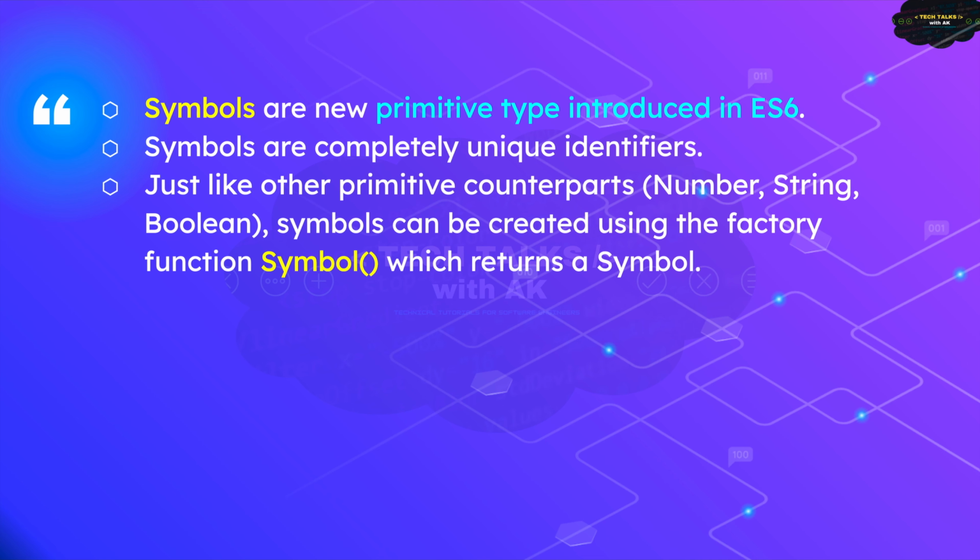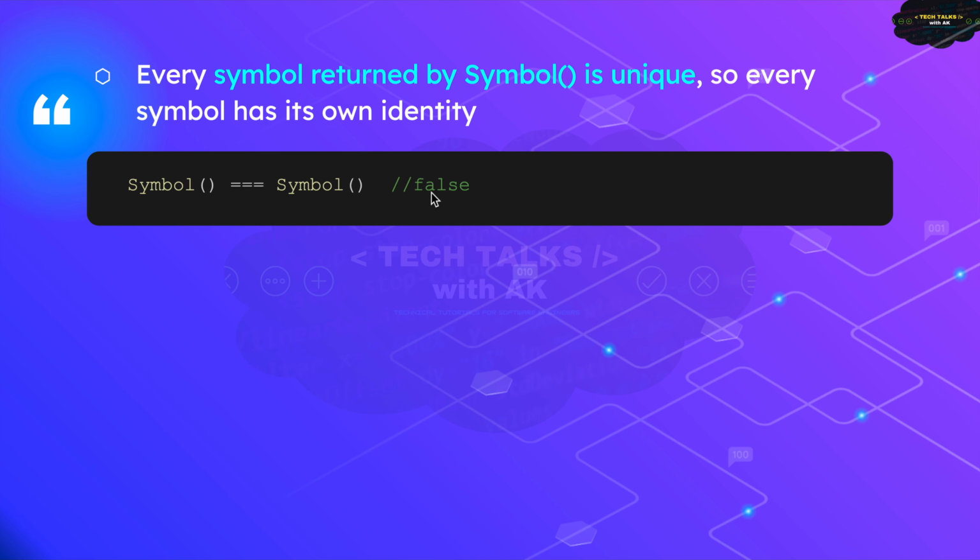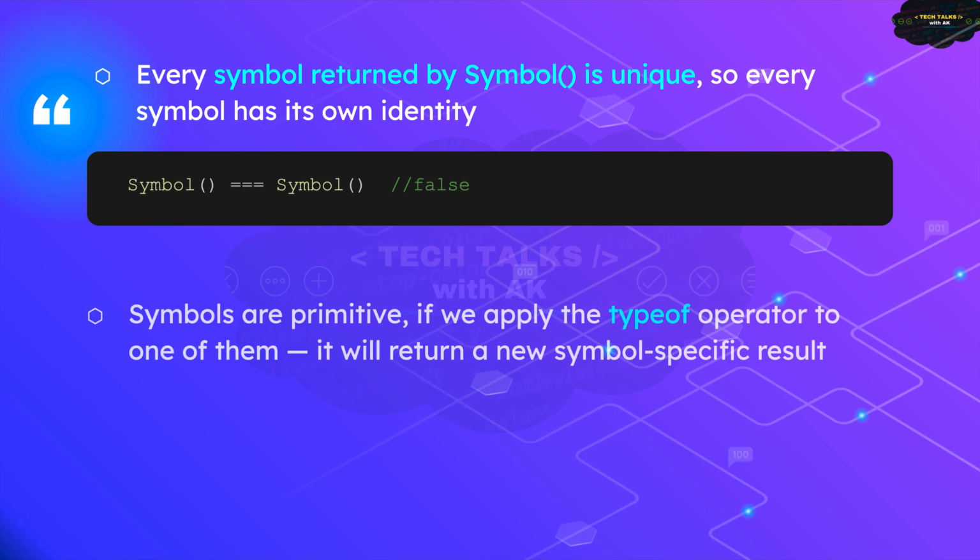So if we want to define a symbol, we say const sym = Symbol(). Every symbol returned by Symbol() is unique, so every symbol has its own identity. If we do Symbol() === Symbol(), it returns false. Symbols are primitive. If we apply the typeof operator to one of them, it will return a new symbol-specific result, which is "symbol". So if we say const sym = Symbol() and check the typeof this variable, it logs symbol.